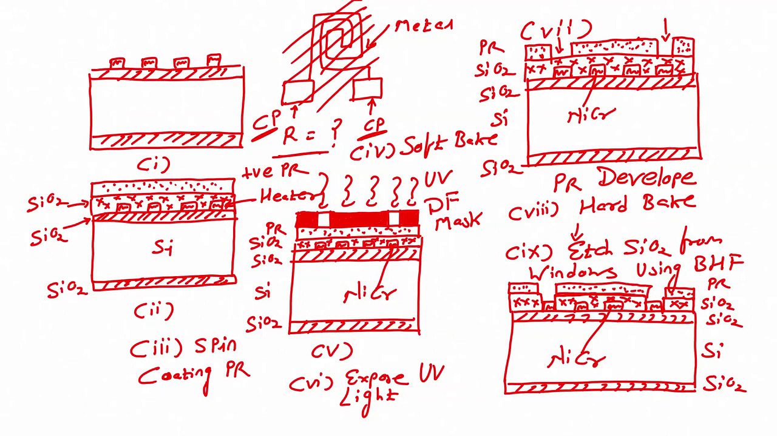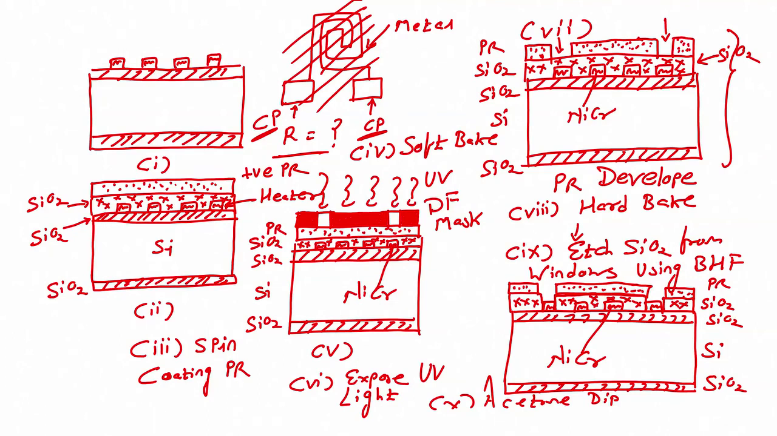You got it? What is the difference here? You see there is silicon dioxide everywhere on the heater. Here silicon dioxide is etched from the window. What is the next step? Step number 10 will be acetone dip. We will strip off the photoresist by dipping the wafer inside the acetone.